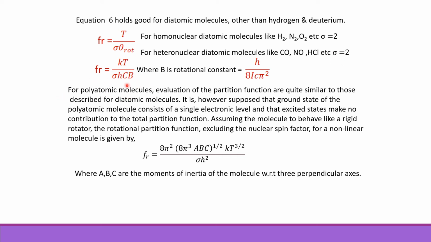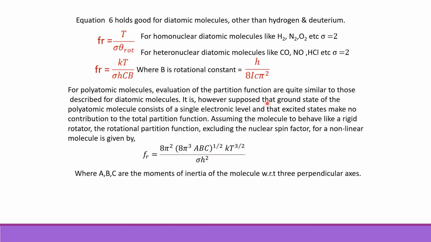Fr is equal to kT divided by sigma hcB, where B is the rotational constant. This is also another formula for writing the rotational partition function. Now for polyatomic molecules, the evaluation of the partition function is quite similar to that described for diatomic molecules.